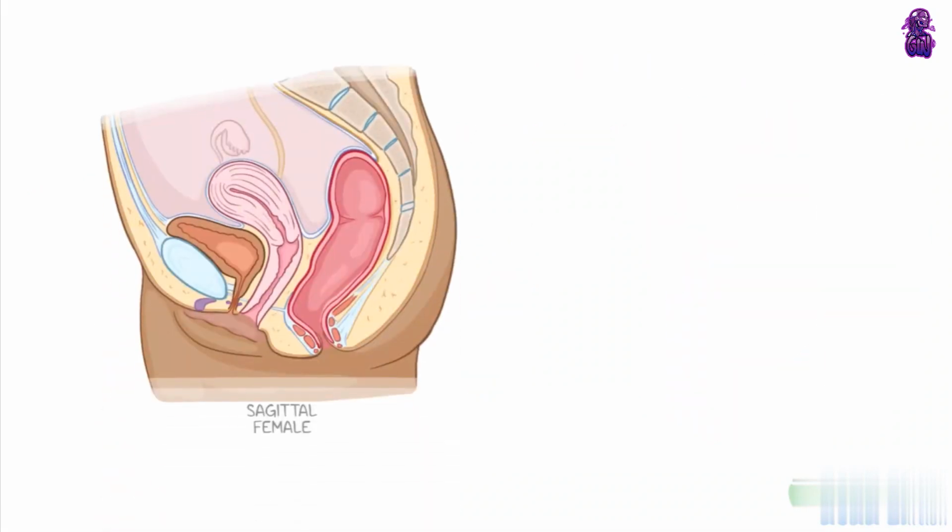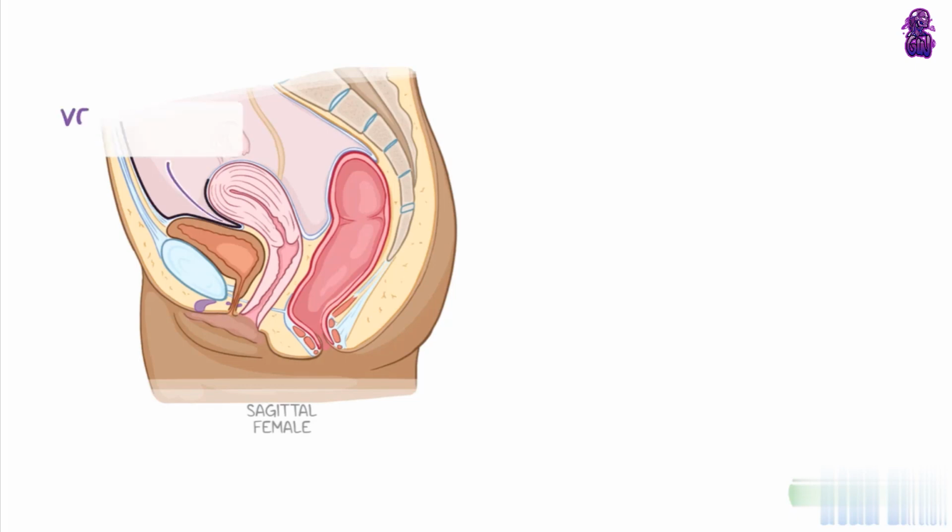Alright, now in females, the peritoneum travels in a similar fashion, with the main differences coming near the posterior surface of the urinary bladder as the bladder sits anterior to the uterus. Here, the peritoneum reflects over the anterior surface of the uterus, reaching the uterine fundus. This creates a space between the bladder and the uterus called the vesico-uterine pouch.